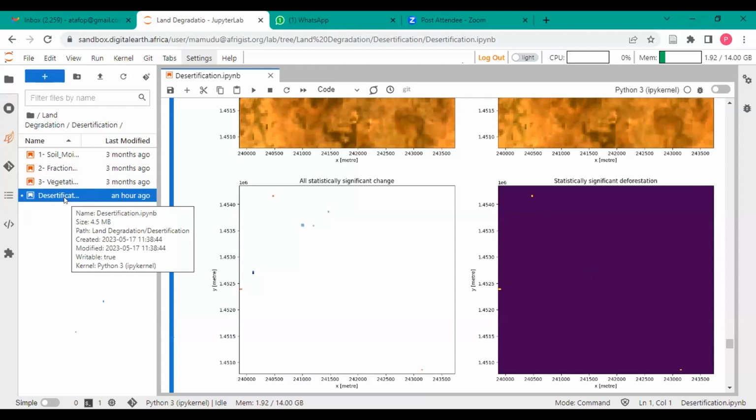But like I also said, it's already available on the e-learning platform. We've already tried to make the trainings available there, where you have land degradation. So it's under the course land degradation. So anyone can feel free to go through it and go through the notebooks right there.